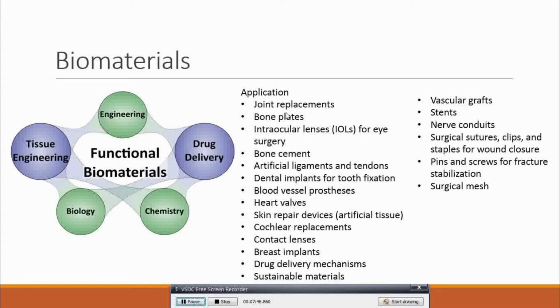Right, there are so many applications listed here. For example, we can use these biomaterial systems or technologies nowadays in joint replacement, bone plates, and intraocular lenses for eye surgery, something to do inside the eye. Bone cement, I mean when there is a fracture or missing of a small portion of the bone, and the replacement of bone materials, so you can use bone cement. Artificial ligaments and tendons, dental implants, tooth fixation, blood vessel prosthesis, heart valves.